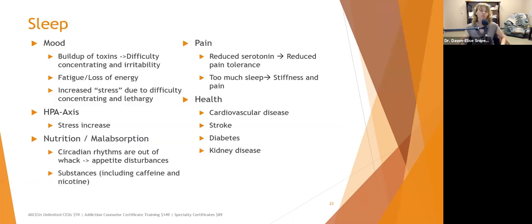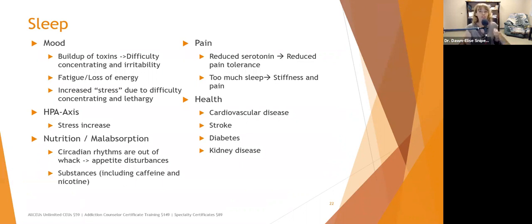So sleep contributes to mood problems because of the buildup of toxins, which leads to difficulty concentrating and irritability, fatigue and loss of energy, increased stress due to difficulty concentrating, and lethargy. Poor sleep activates the HPA axis because the person is experiencing more stress. When you're exhausted, it feels like it's just 10 times harder to do the stuff that you normally do.